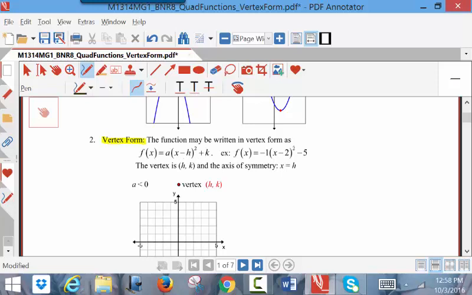So here's a real simple example, -1 times x minus 2 squared minus 5. If we look at this, the number with x and the number on the end are going to tell me my vertex. They refer to this as hk. So your vertex is referred to as hk, where in this example, your h is 2 and your k is -5. So your vertex in this example is 2, -5.